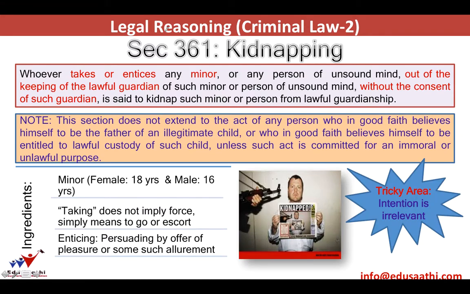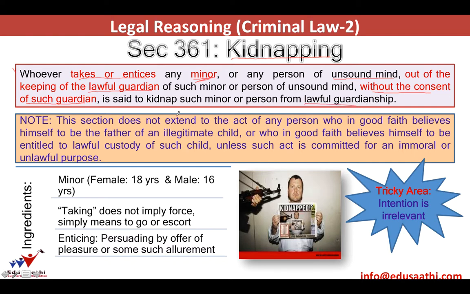Next concept we need to discuss is Section 361 of the Indian Penal Code, which defines kidnapping. This section provides: whoever takes or entices any minor, so there must be a minor, or any person of unsound mind, out of the keeping of the lawful guardian of such minor or person of unsound mind without the consent of such guardian, is said to kidnap such minor or person from lawful guardianship.